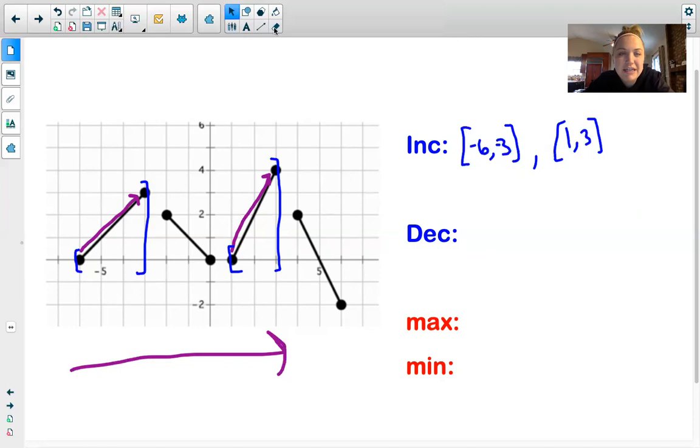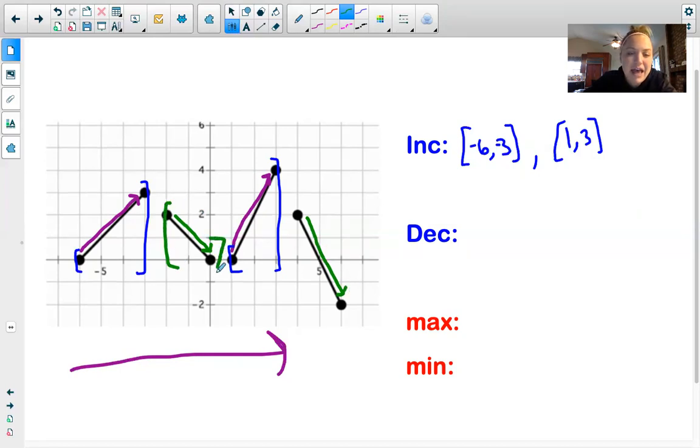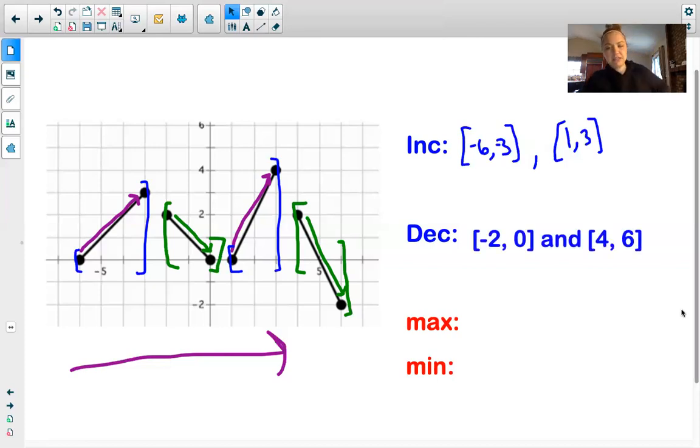Let's talk about the decreasing intervals now. If I do those in green, I've got my first decreasing interval here and my second decreasing interval right here. So let's talk about the first one. It begins at -2 and ends at 0. So I would say from -2 to 0. And the second decreasing interval begins at 4 and ends at 6. So I'm going to write both of those down: from -2 to 0 and 4 to 6.